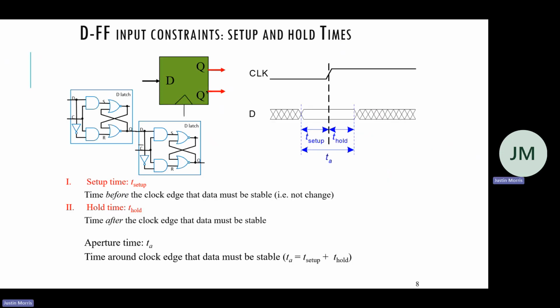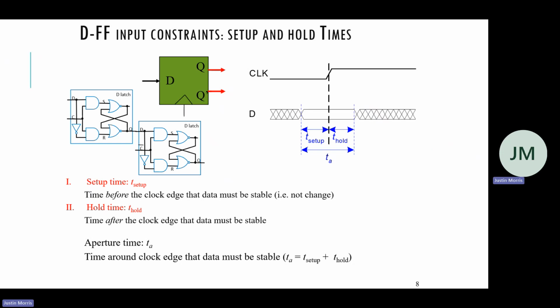All right, so going beyond the combinational logic timing, we have to talk about the timing of our D flip-flops. There are these two variables in our D flip-flops. The first one is the setup time. This is the time before the clock edge that the data must be stable. It cannot change during the setup time.